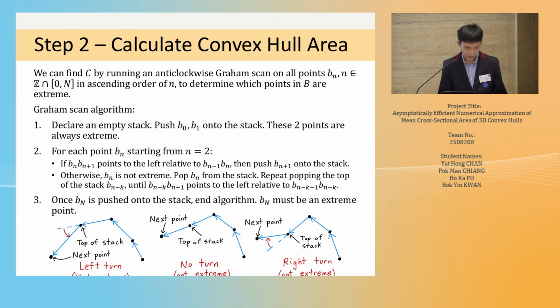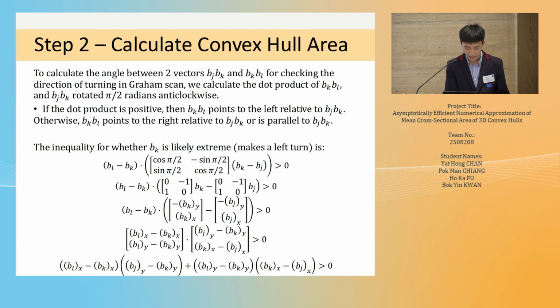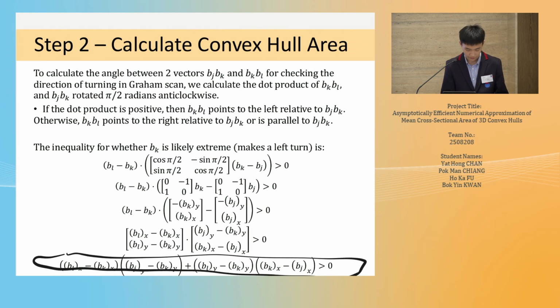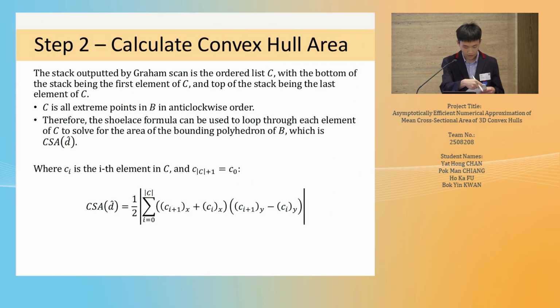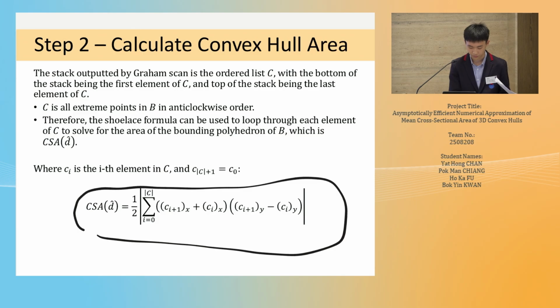We iterate over the ordered points with Graham scan, removing every point that makes a non-left turn with any two other points, because those points cannot be extreme. And here is the inequality for whether a point makes a left turn. The result of the Graham scan is the extreme points in anticlockwise order. So we calculate the bounding polygon's area by iterating over each extreme point with the shoelace formula. The result is the CSA for a specific projection.